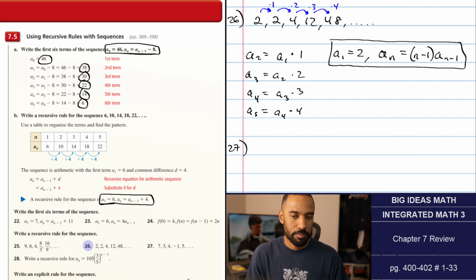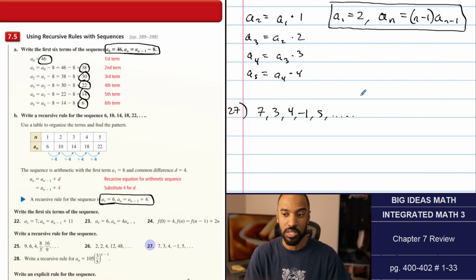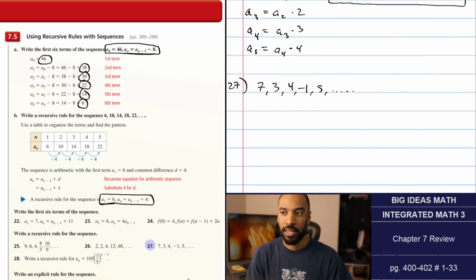Number 27. Okay, I already see what number 27's is. We haven't seen it yet in this review. We did do it in previous sets in the section itself. This is not the Fibonacci sequence, but the Fibonacci sequence takes the previous two terms and does something to find the next term. And that's kind of what called attention to me, since the numbers fluctuate a little bit.